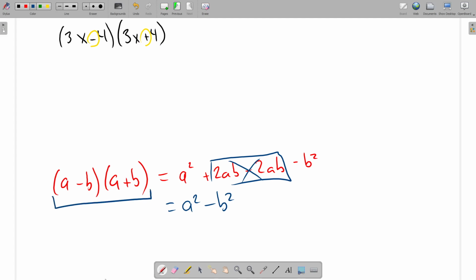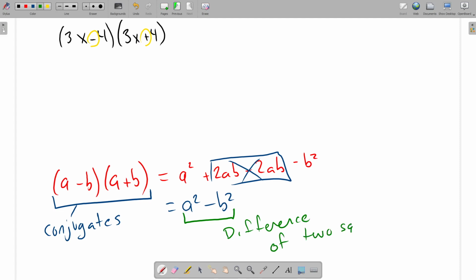As a note, because this is going to come up later, in later episodes that is, when you're multiplying these two things that look exactly the same but they have different signs, these are called conjugates. And this, having an a squared minus b squared, is the difference of two squares. Okay, just some vocab, we'll call it, to prepare you for what's going to come later.